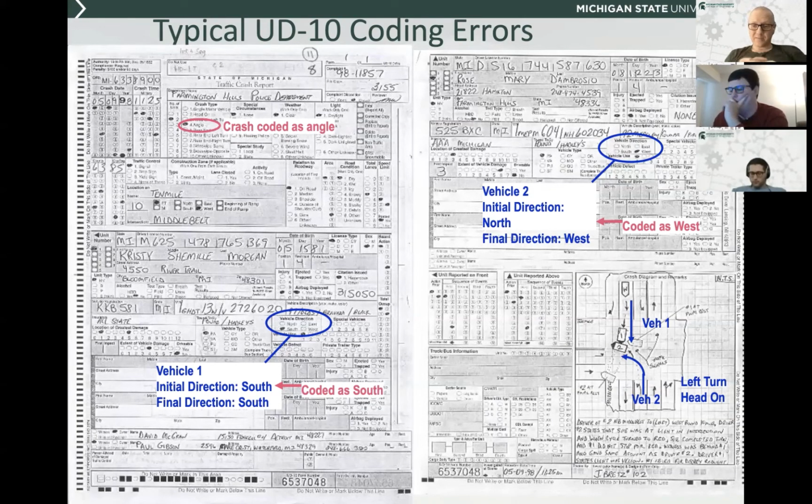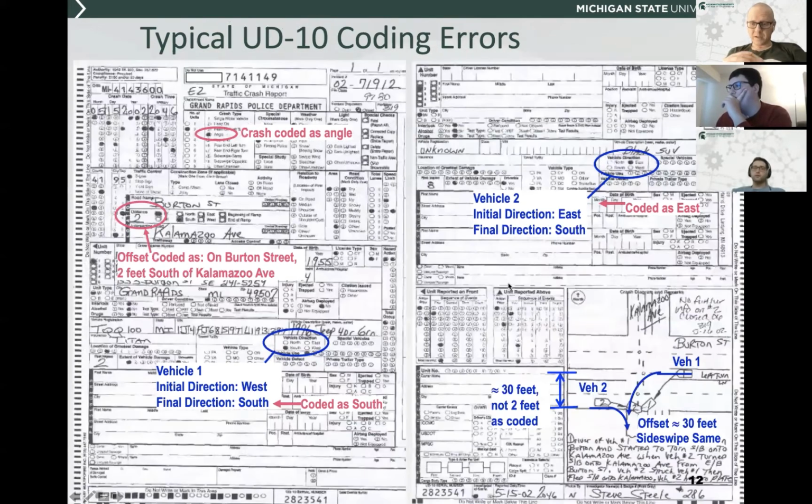Whereas in case of an angle collision, that would have been appropriate if vehicle 2 was coming from this completely different perpendicular approach here. So when these types of issues arise, these tend to become fairly big problems ultimately. A few other examples here.